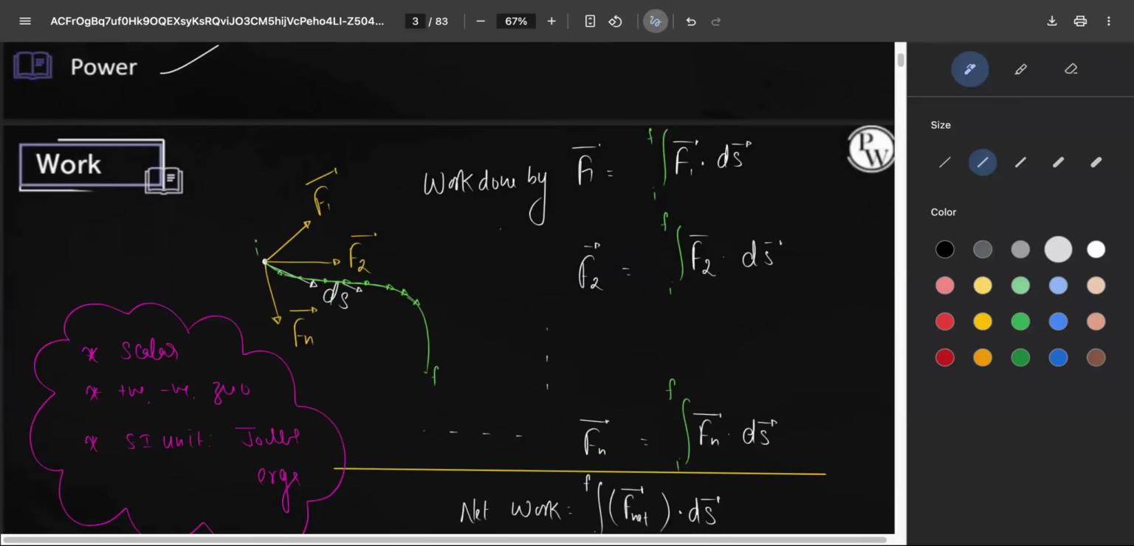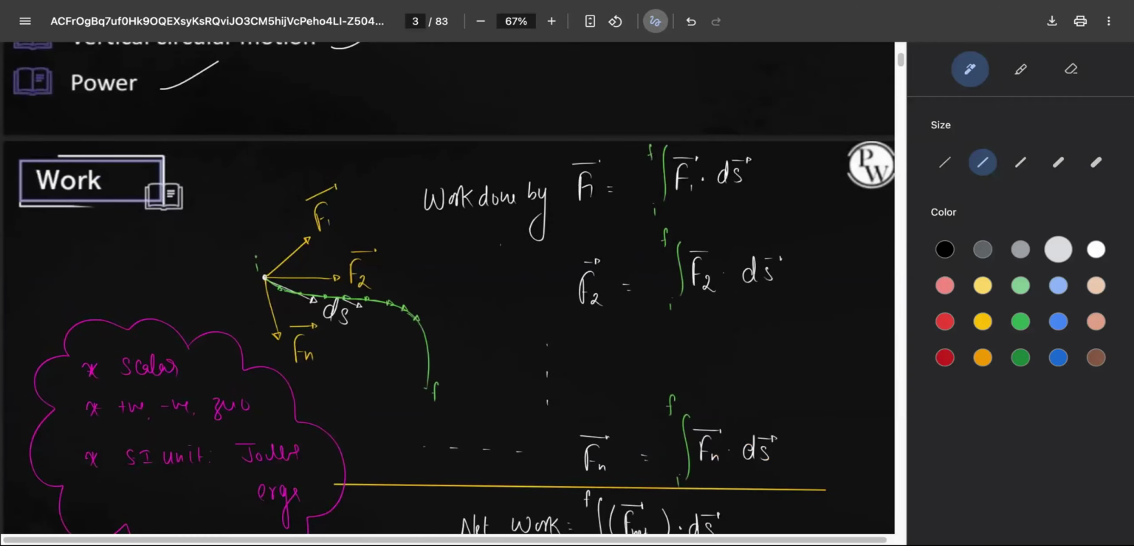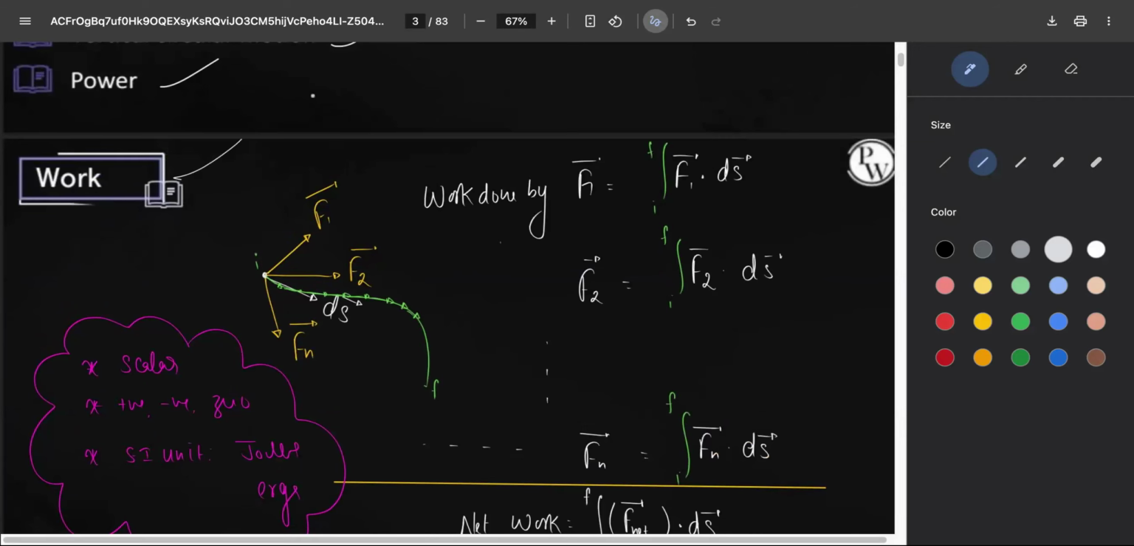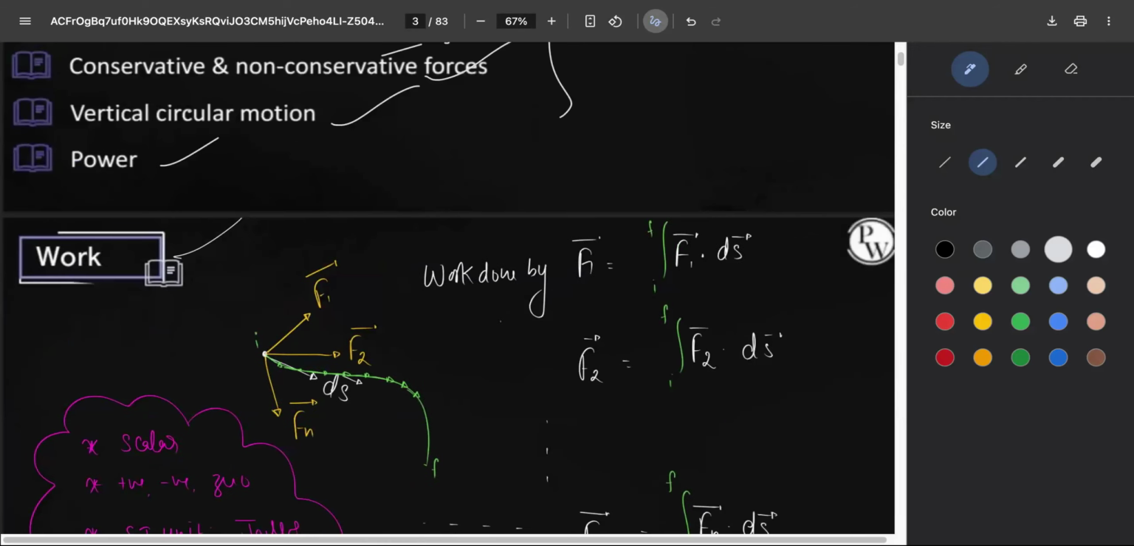Okay, so a simple idea. What is work? Work is nothing but how much useful force you had when you're moving, right? Assume this is the path. Some n number of forces are applied, maybe this one, maybe this one, maybe this one.